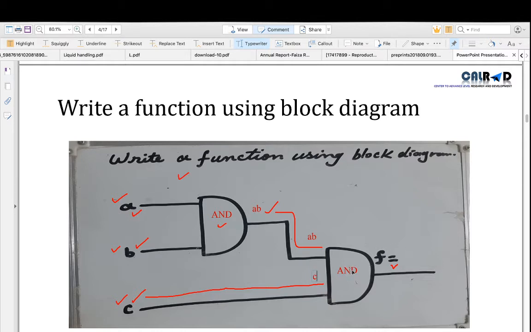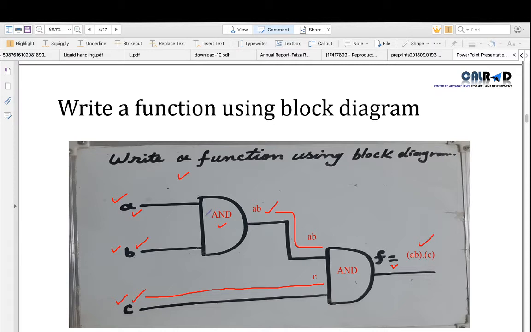Because it is an AND gate, the output will be the product. So product of what? Product of first input, that is AB, into the second input, that is C. So our final functional equation is AB into C.